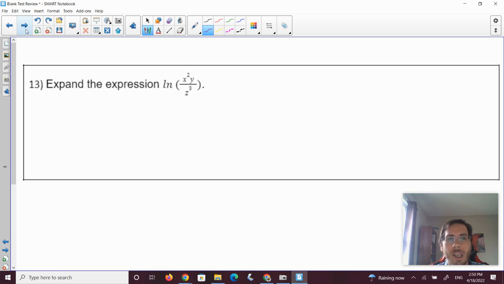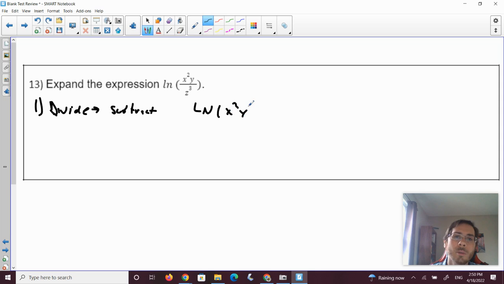All right, for 13, expand the expression. So we're going to use our properties of logarithms in order to expand this. When we're expanding, we have a good order to do things. The first thing we want to do is do any divisions to subtractions. So divide to subtract. So that's step 1. So that means we're going to turn this into ln of x squared y minus ln of z to the third. And again, that's because we're dividing by z to the third. So I'm turning my division into a subtraction.